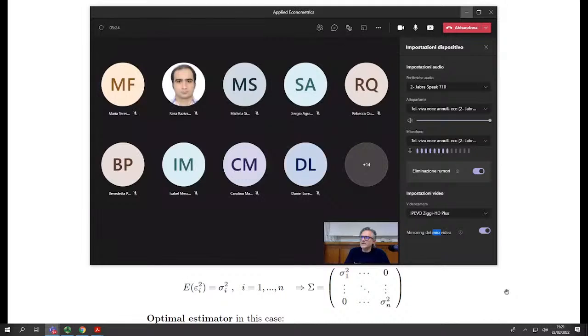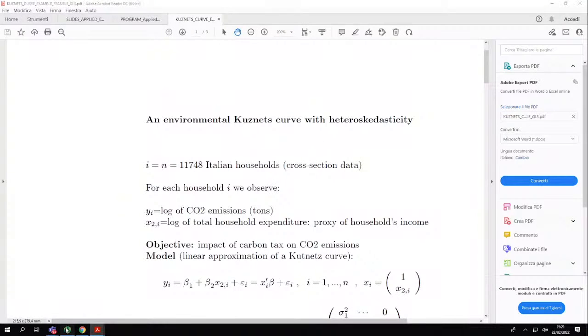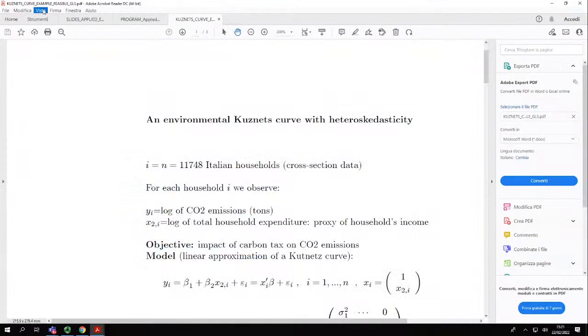let me do a final check with Panopto. Okay, it seems it is working. So coming back on full screen, okay.